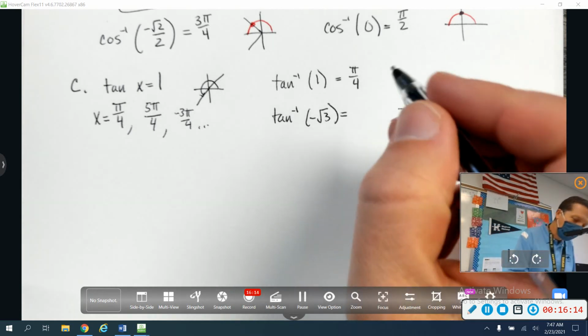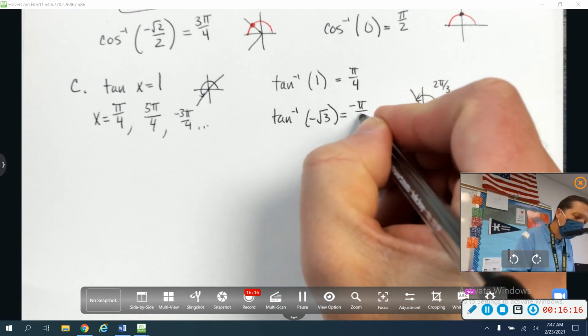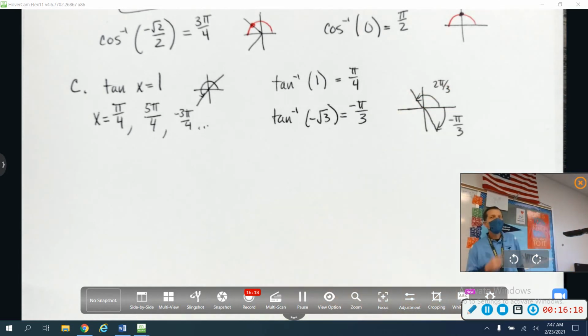So it's not the 2 pi over 3, it's negative pi over 3. So tangent's the trickiest because it's either the second or the fourth, and there's not a really good, clear reason. Like all the other ones, you just pick the closest one, pick the one that makes the most sense. But here, you could argue that either one of those makes the most sense. Go with the closest one.